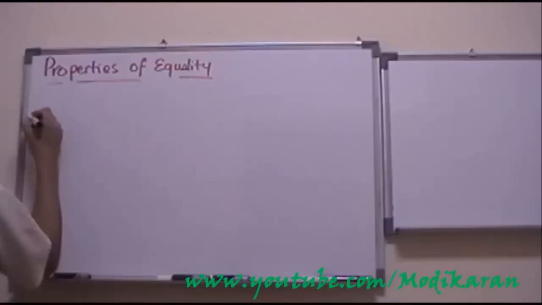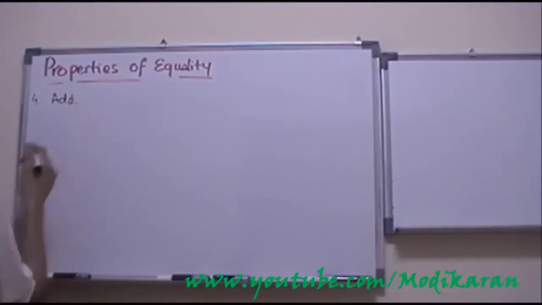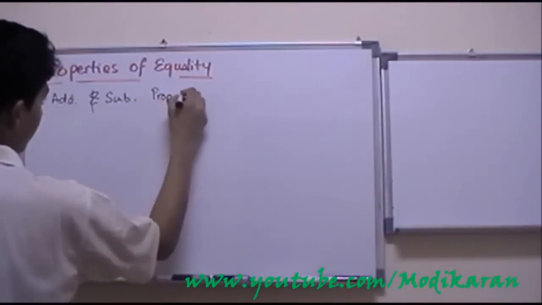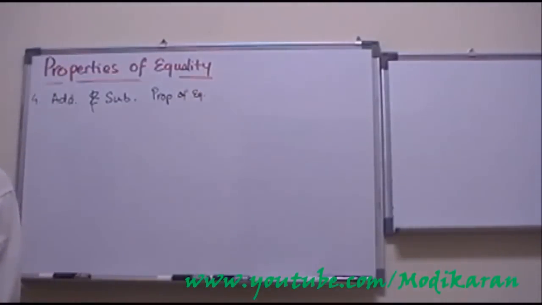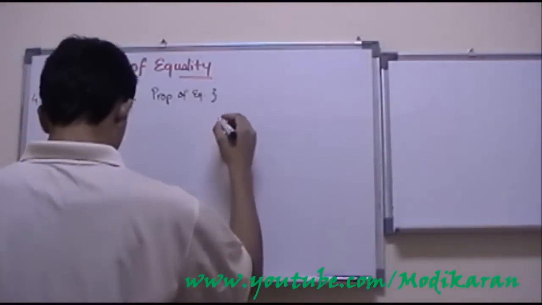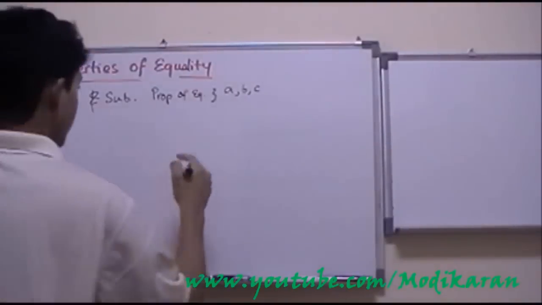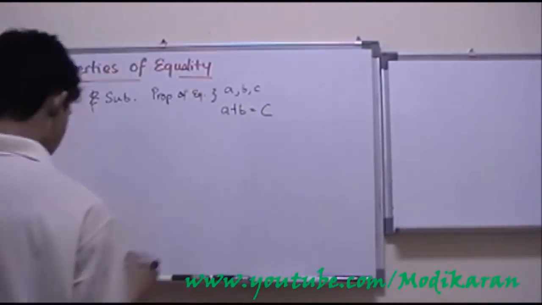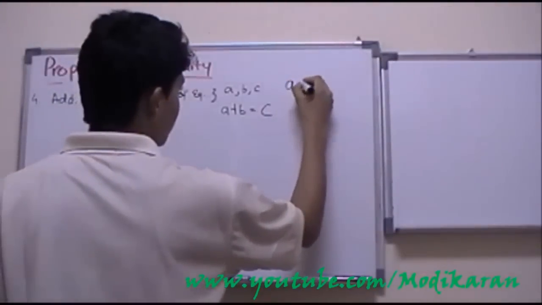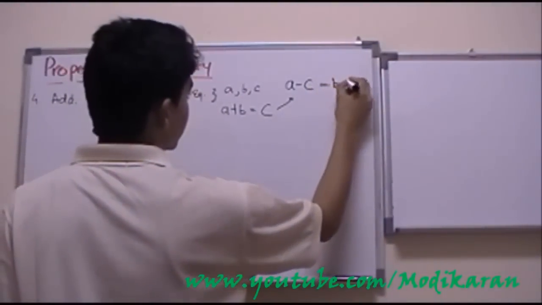So you have the 4th property, which is the addition and subtraction property of equivalence. That basically says that if you have numbers A, B, C, and you know that A plus B is equal to C, then you can guess that A minus C is equal to B minus C.